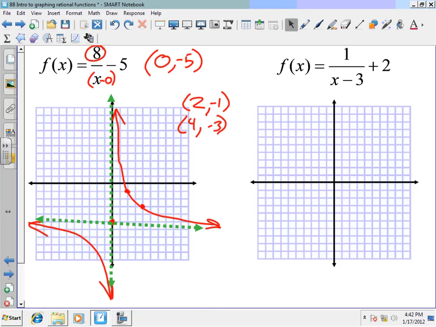Okay. If we're not able to couple, just plug in different points. Plug in negative 2. So we have negative 4 minus 5 is negative 9. And we can see that point over here as well. Okay. Right there.